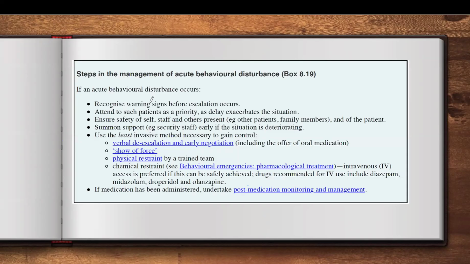emergency. Okay, so this is from the Australian therapeutic guidelines, the steps in the management of acute behavioral disturbance. So first of all is to recognize that the patient is having some psychotic episode, and they say to attend to them in the first instance. Ensure safety of self, staff, and others. Okay, so we will be summoning support, for example, security staff. And then there is verbal de-escalation, including the offer of medication that we have to give them orally. Show of force means that you need to go together.